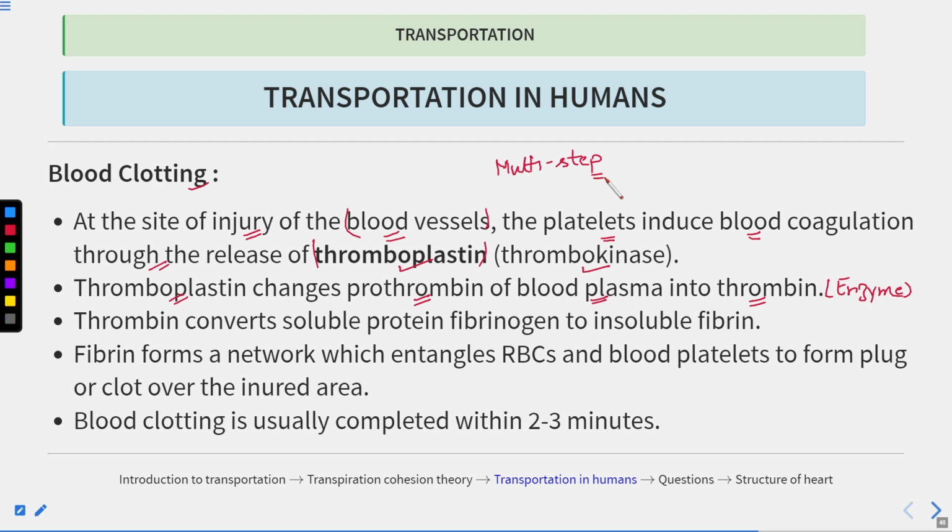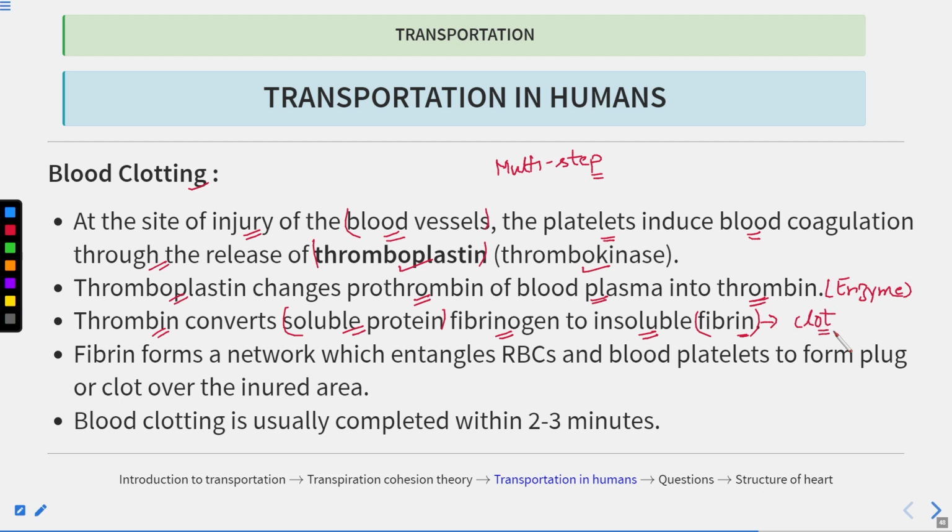Now, what is the role of this thrombin? This thrombin converts the soluble protein, known as fibrinogen, into insoluble fibrin. So this fibrin is the end product, and this is present in the clot, or this forms the clot.